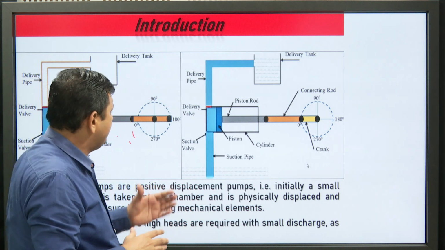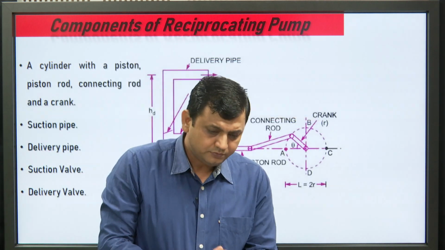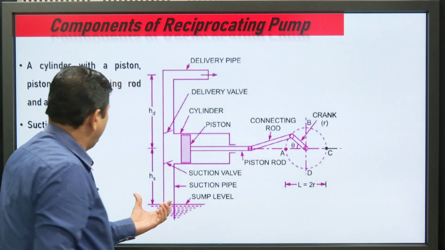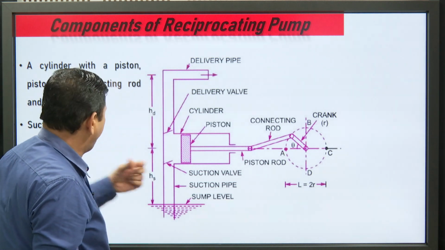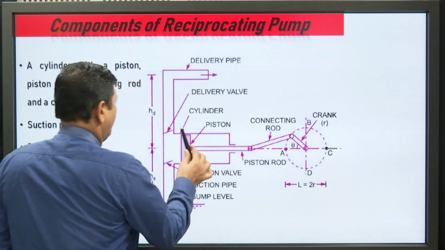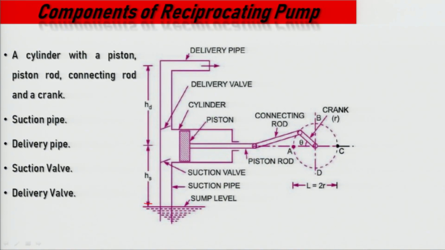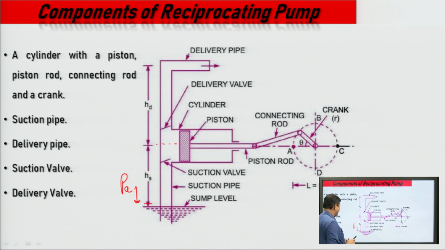So, this is all about the basic concept of the reciprocating pump. If we look at the components, this is the piston and this is the cylinder. There is the suction pipe, and this is the sump level, which is at atmospheric pressure. Similarly there is the suction head and the delivery head. The main components are the suction pipe, delivery pipe, suction valve and delivery valve.